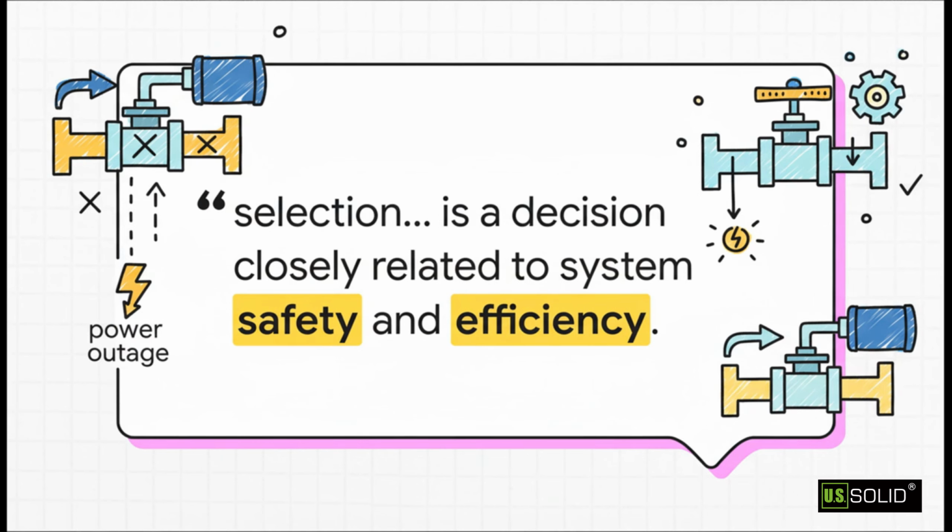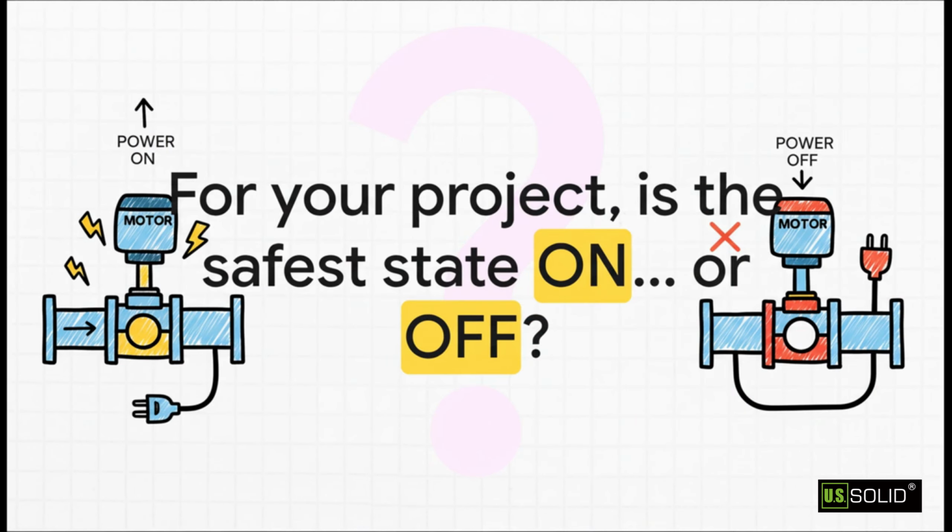Ultimately, it all comes back to this one idea. This choice, it's not just some minor technical detail. It's fundamentally about making sure your system works safely and efficiently, especially when things go wrong. So I'll just leave you with this thought. The next time you're designing a system or you're just picking out a valve, forget all the technical jargon for a second and just ask yourself this one simple question. When the power cuts out, is the safest state for my system on or is it off? Your answer to that will tell you everything you need to know.